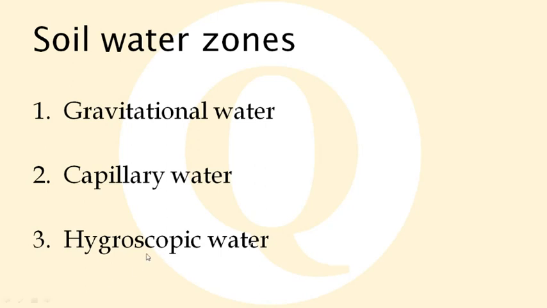And second is the capillary water. Capillary water is the water, assume this is the ground level, this is the water table level, then the capillary water rises from the water table to the root level with the help of capillary forces.